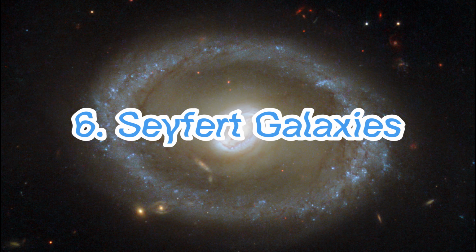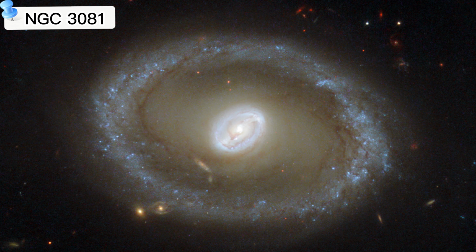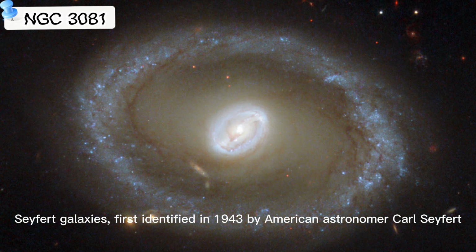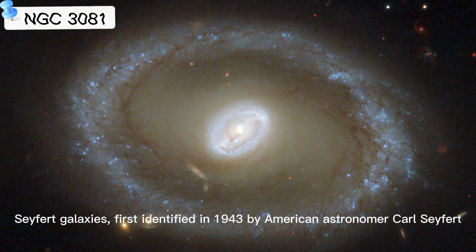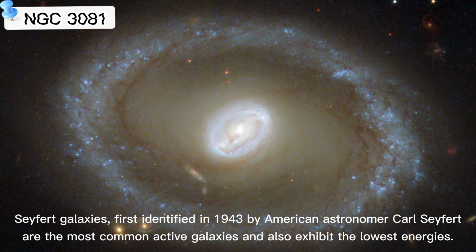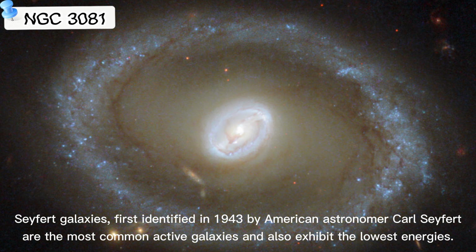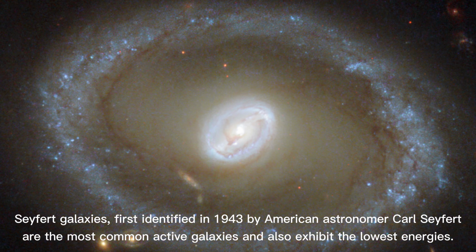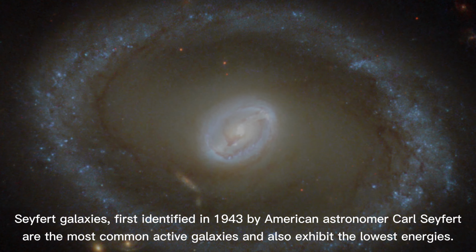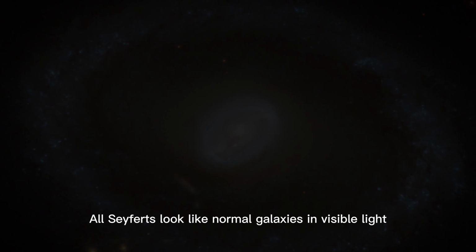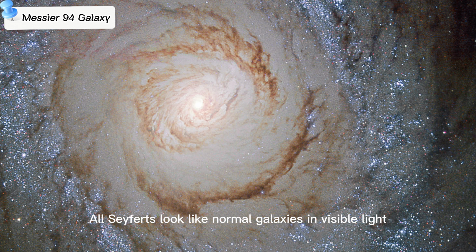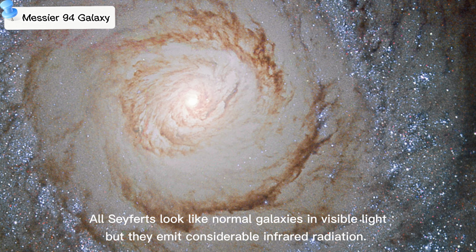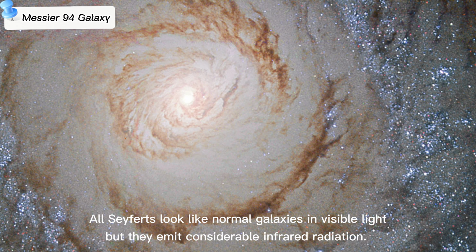Number six. Seyfert galaxies. Seyfert galaxies were first identified in 1943 by American astronomer Carl Seyfert. They are the most common active galaxies and also exhibit the lowest energies. All Seyferts look like normal galaxies in visible light, but they emit considerable infrared radiation.